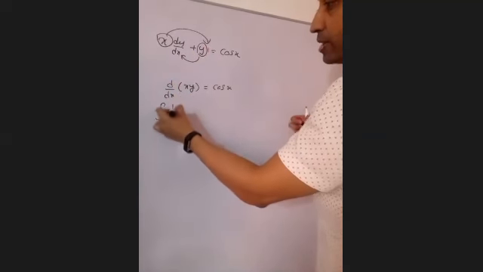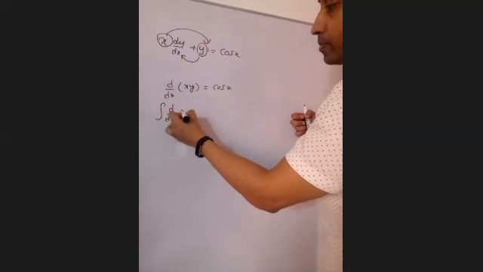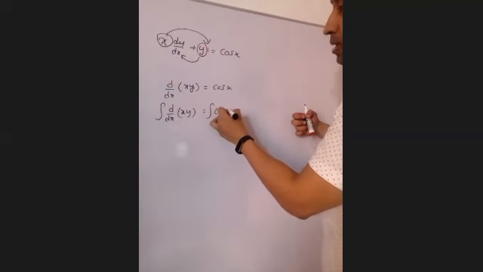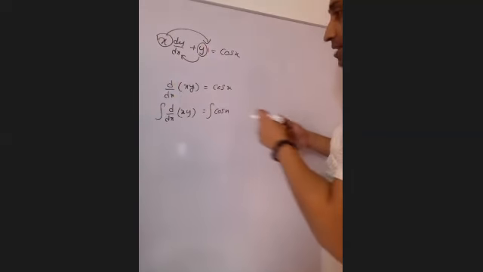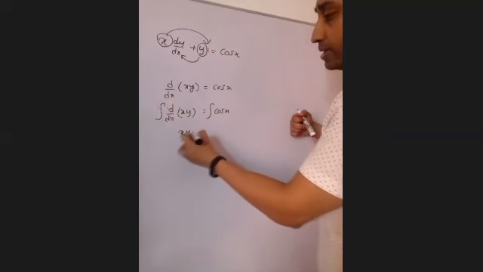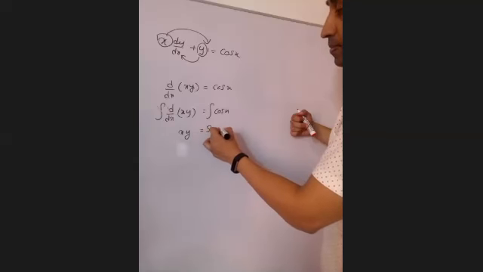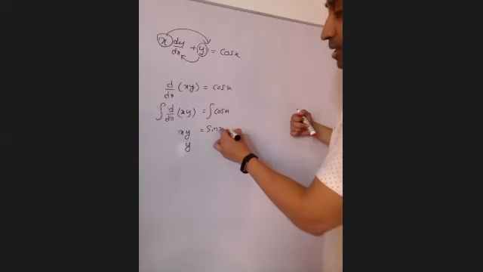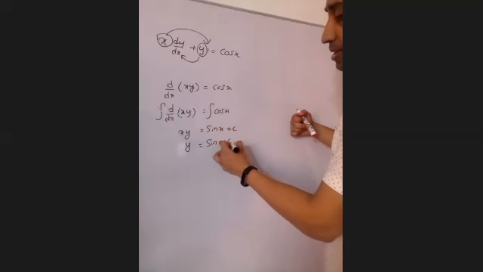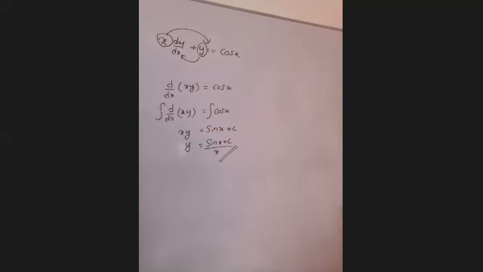Then integrate both sides. Integration and differentiation get cancelled over here. xy is equal to sin x plus c. Therefore, you can say y is equal to sin x plus c over x. That's how it comes.